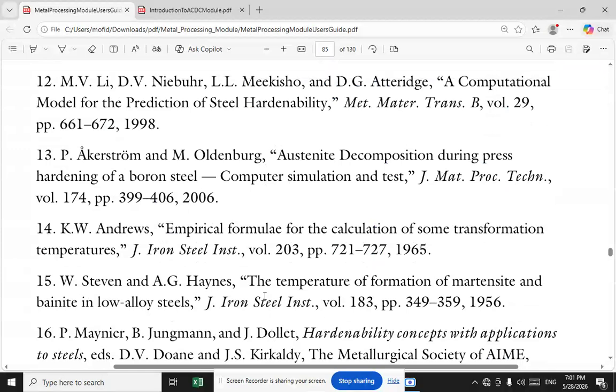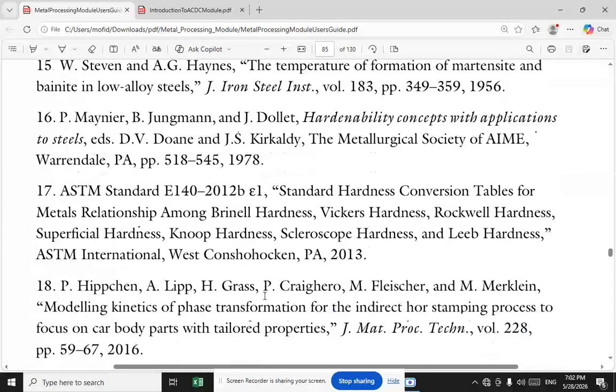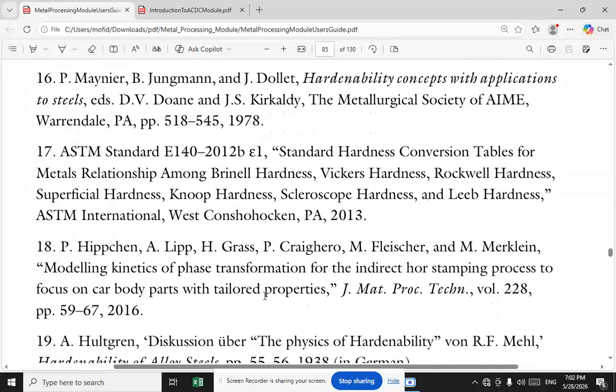The next one is written by Oldenburg, and the name is Austenite decomposition during press hardening of boron steel, computer simulation and test. The next was written by Andrews, and the name is Empirical formulae for the calculation of some transformation temperatures. The next was written by Steven and Haynes, and the name is Temperature formation of martensite and bainite in low alloy steels. The next one was written by Grossmann and Bain, and the name is Hardenability concepts with applications to steel.